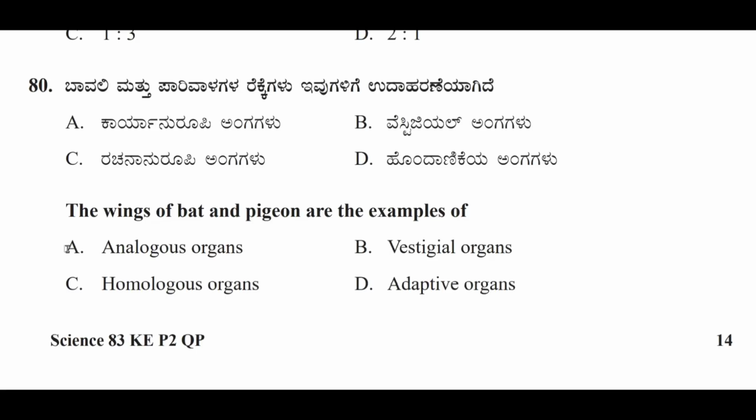Now moving to next question. The wings of bat and pigeon are examples of analogous organs.